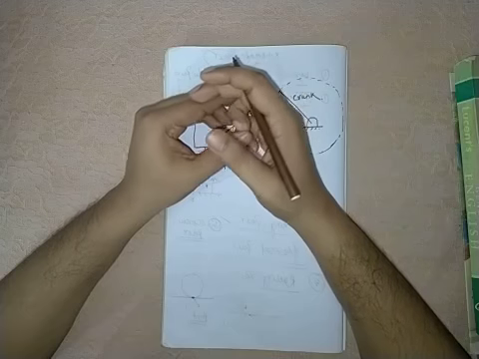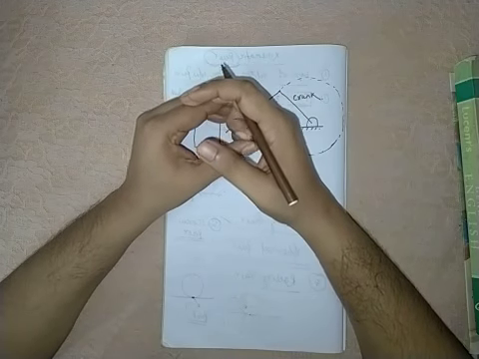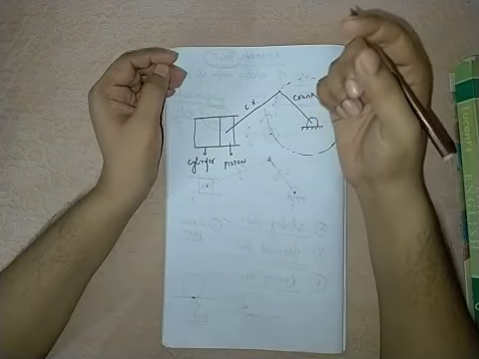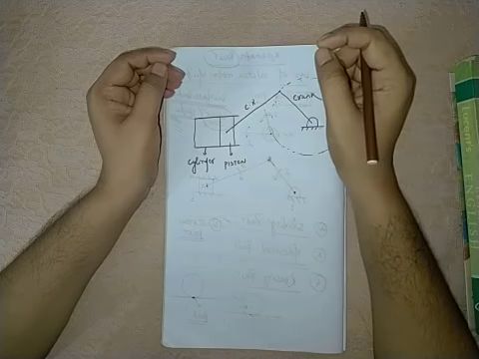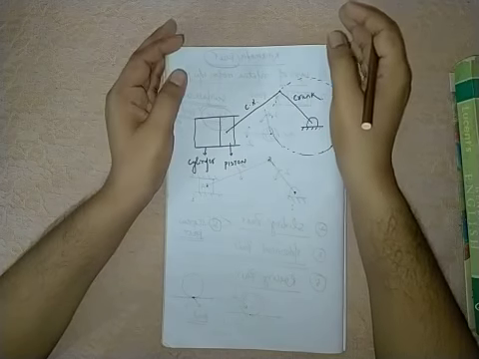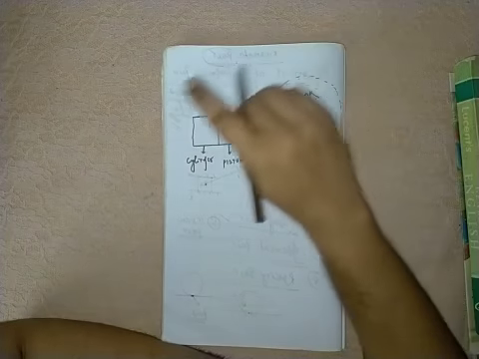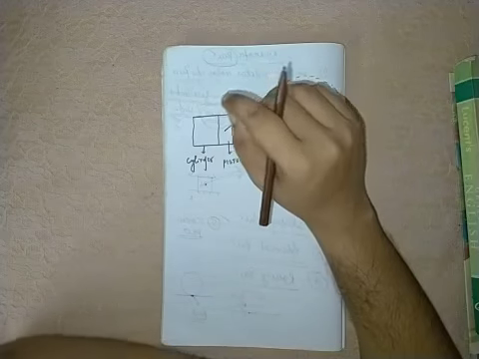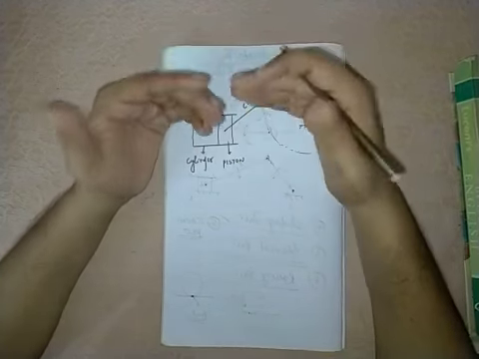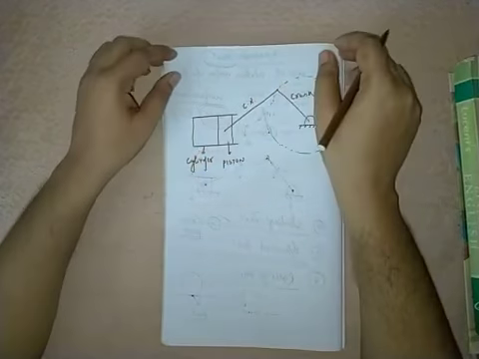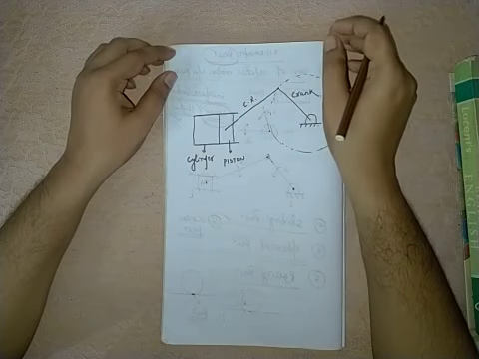So what is the definition of a mechanism? When one of the links of a kinematic chain is fixed, then the chain is known as a mechanism. And what is the function of a mechanism? It transmits and modifies the motion. Clear? So this is the basic definition of a mechanism.